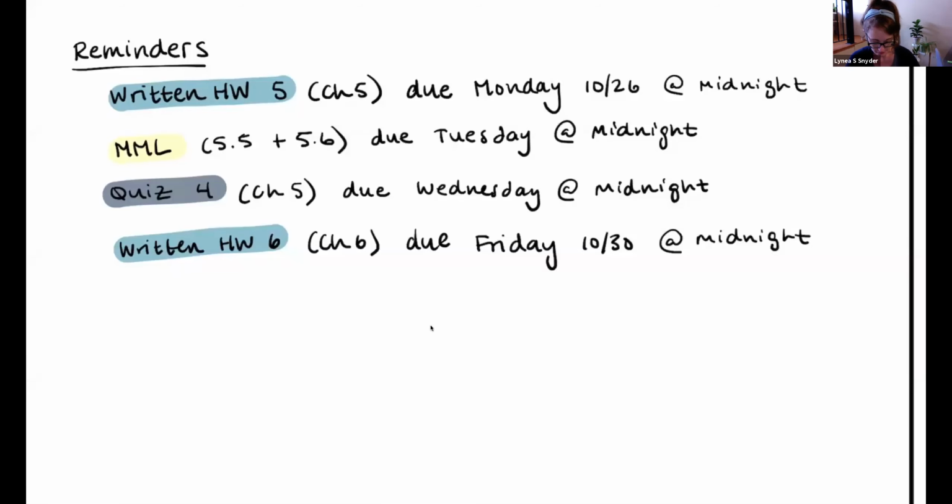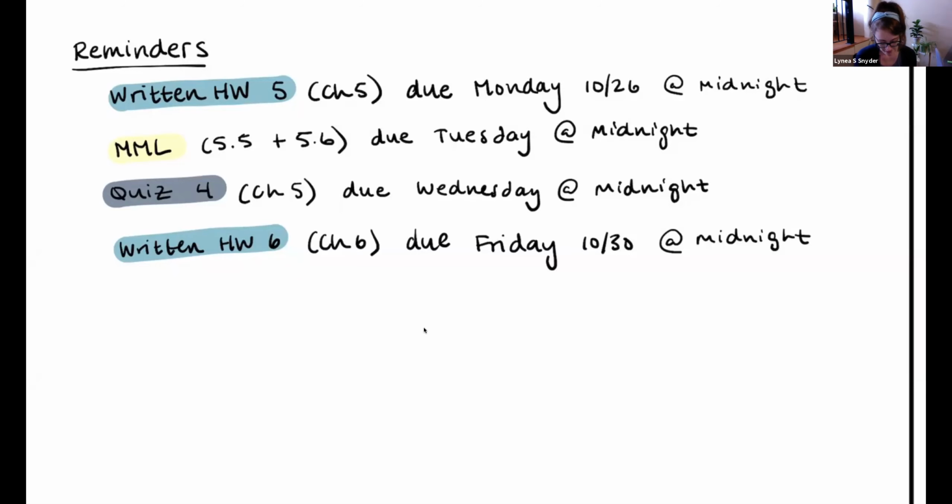Tomorrow night, Monday, you've got written homework 5 due, which is on chapter 5. As always, that can be found on Blackboard. Chapter 5 was about expanding and multiplying and adding and subtracting polynomials. And then Tuesday night, you've got 2 My Math Labs due. Those are the last 2 sections in chapter 5.